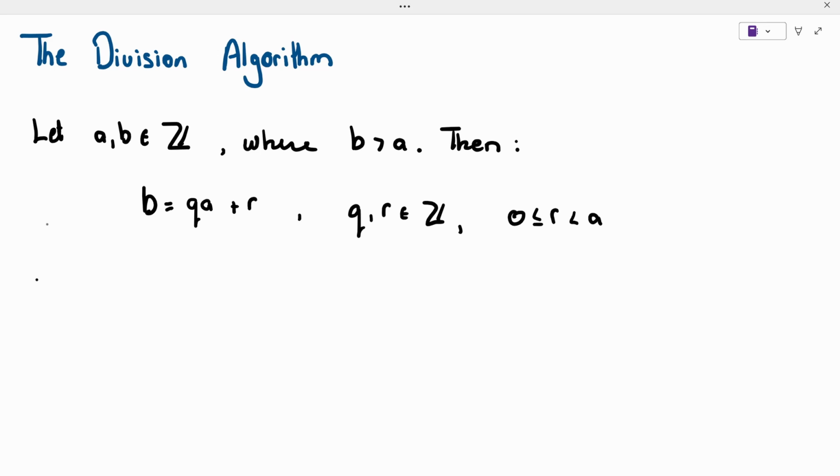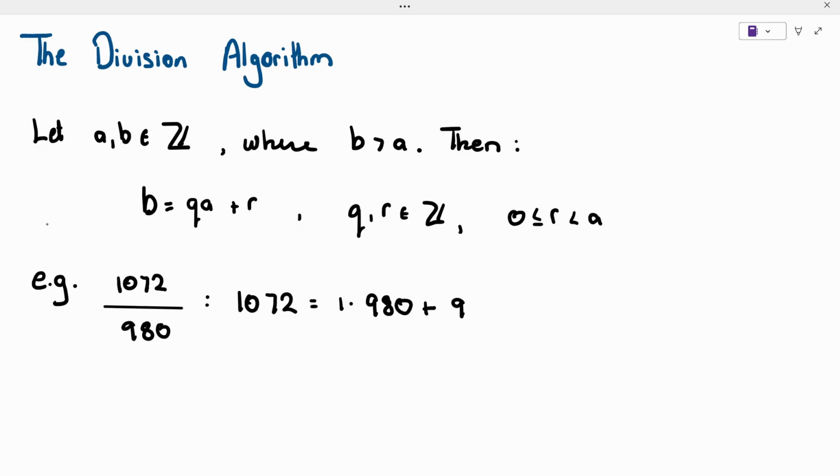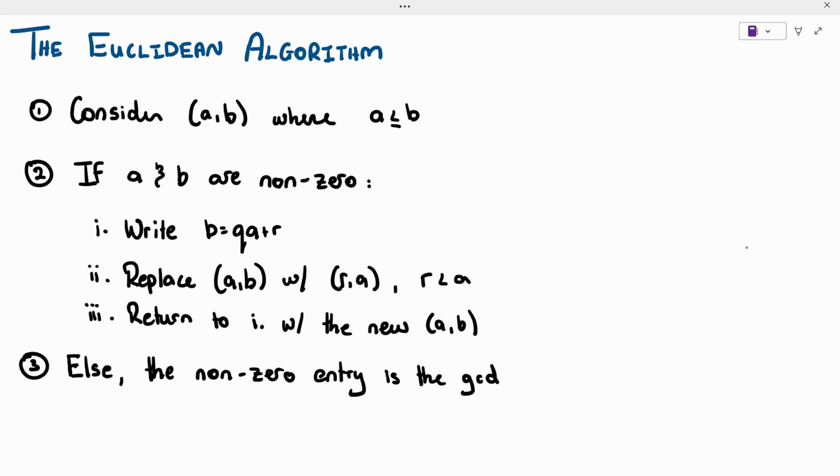So, for example, let's say we wanted to divide 1072 by 980. Then we could write the larger number 1072 as 1 times 980 plus the remainder 92. So we're going to use this concept to speed up the Euclidean algorithm. So now we've tweaked the Euclidean algorithm using the division algorithm. And let's see how that is going to work out.